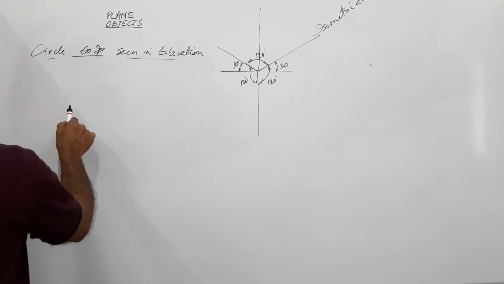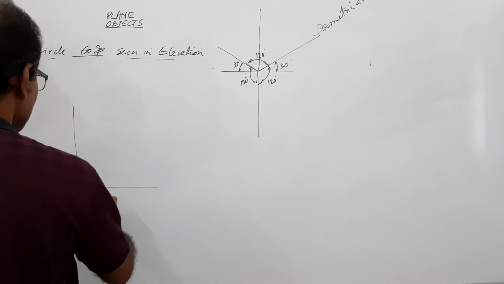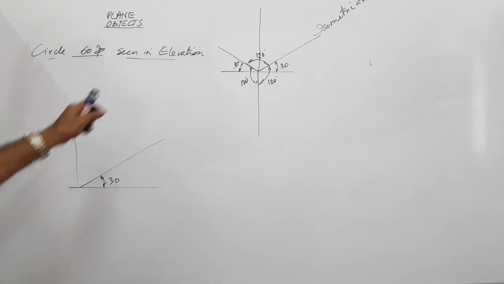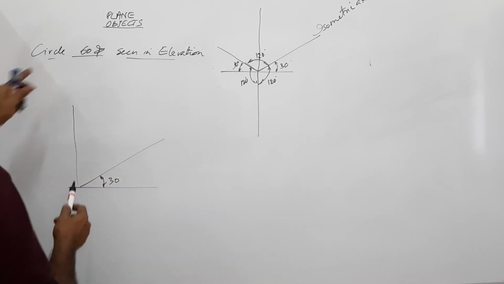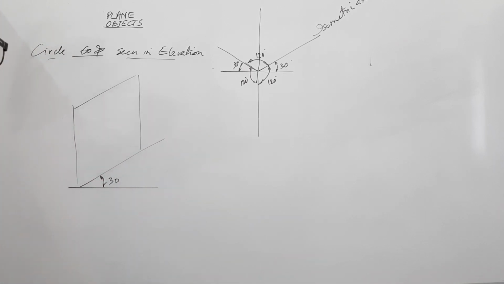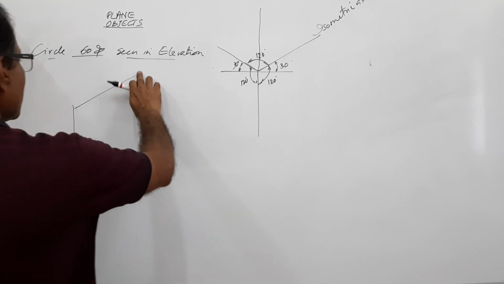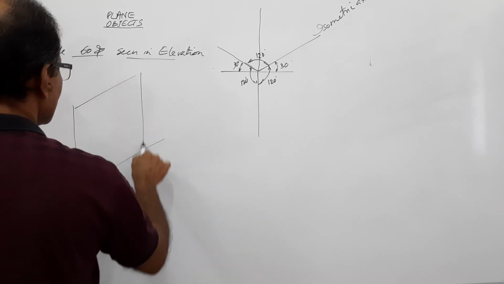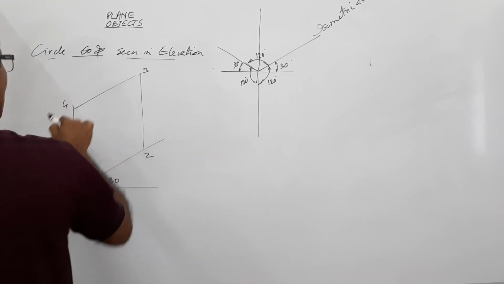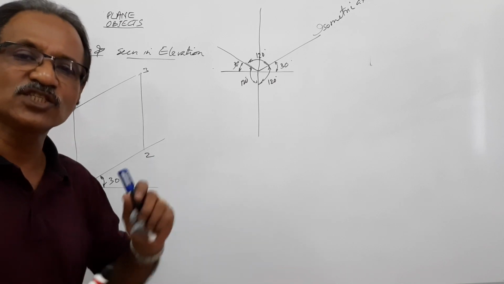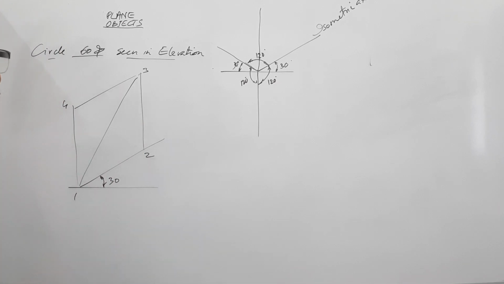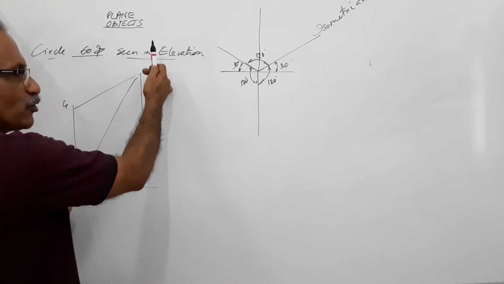What do you do? Draw a rhombus. When the 30-degree axes are drawn, you get a rhombus. Draw a rhombus with 60 mm side. I call this 1, 2, 3, 4. 1, 2, 3, 4 is a rhombus whose side is 60. Okay. Join the larger diagonal. This is the larger diagonal. These two are obtuse angles, these two are acute angles.